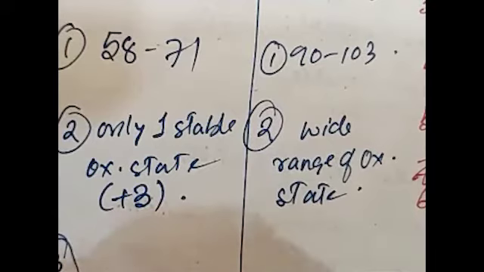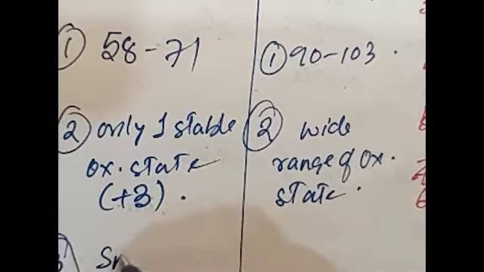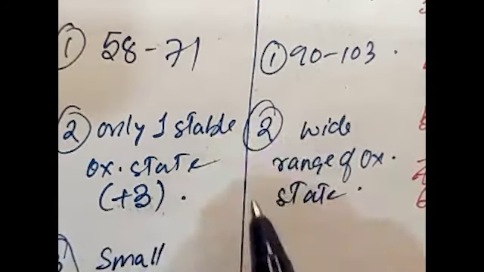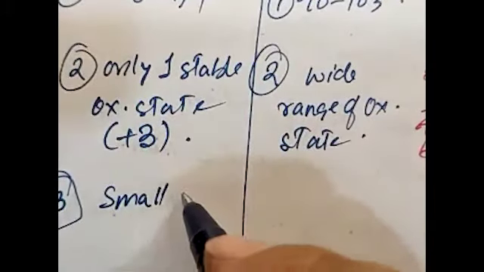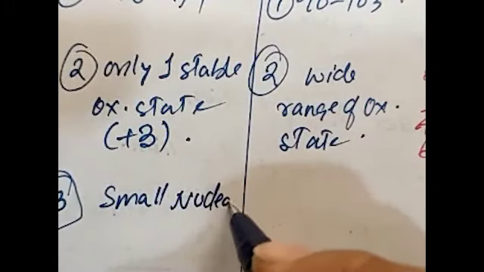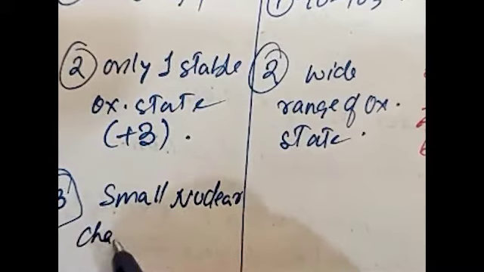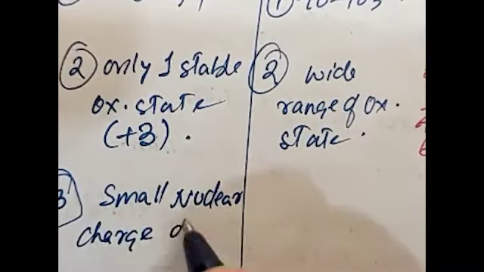Number 3, small nuclear charge difference among different atoms. The nuclear charge, small nuclear charge difference exists.